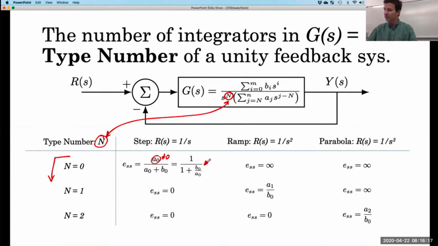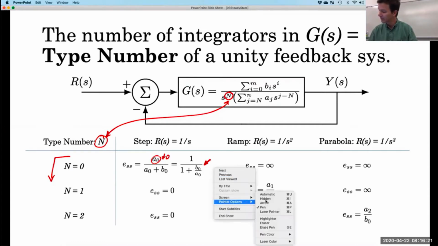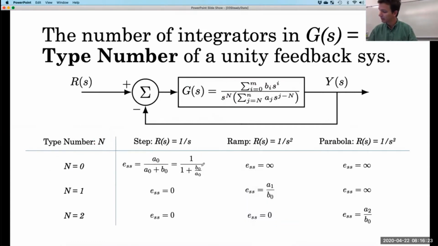Okay, so what would the picture look like here? Can I erase? Yes.